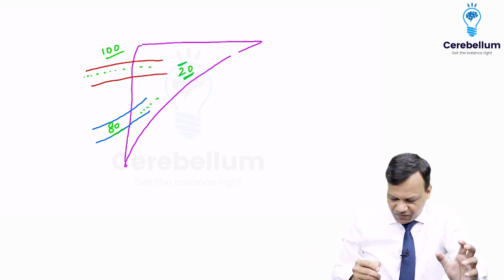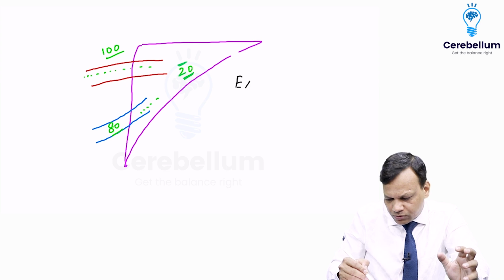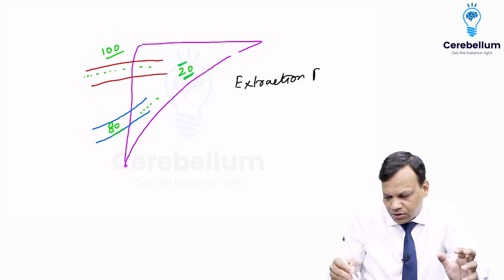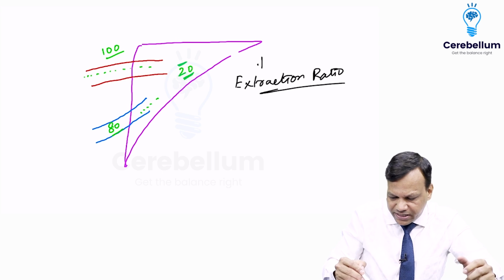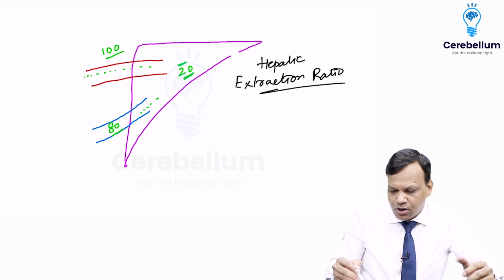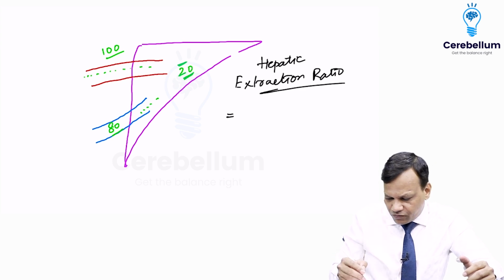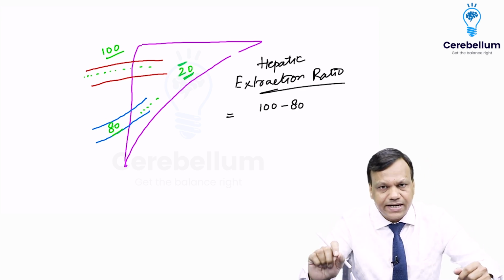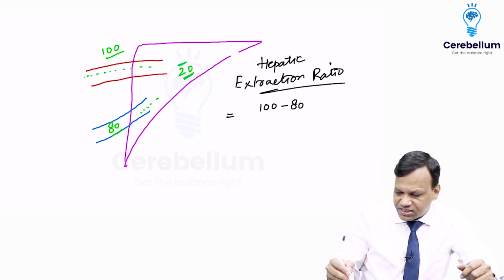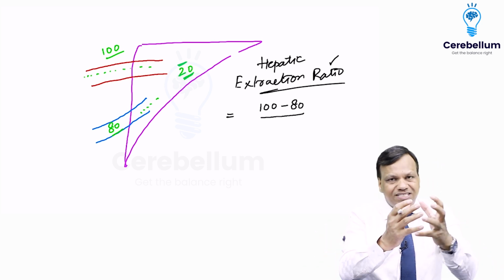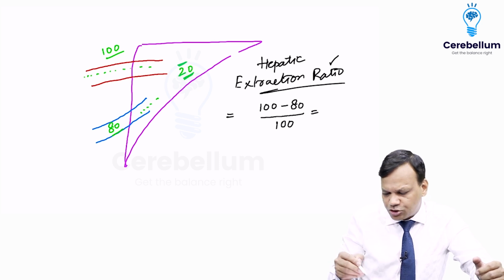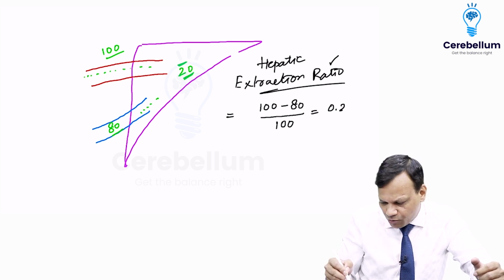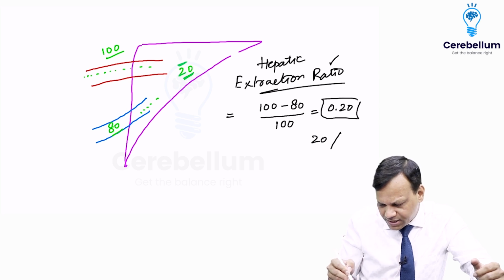So what we can say, the extraction ratio, hepatic extraction ratio, name says how much drug has been extracted by the organ. So in this case liver, so it is hepatic extraction ratio. So how much is extracted by liver? Out of 100 milligram which is entering and 80 milligram which is leaving, so 20 milligram is extracted. But because it is a ratio, it is a ratio between how much is extracted from how much is coming. So 100 was coming. So hepatic extraction ratio will be 100 minus 80 by 100. That means 0.20, or we can say 20%.